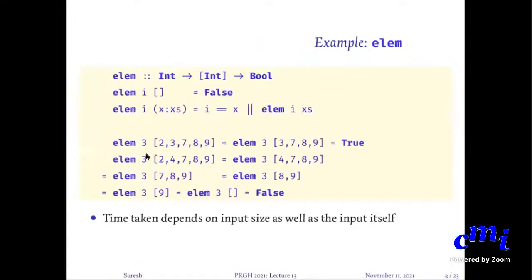Whereas in a function like elem, which checks whether something is an element of a list, you have to actually walk through the list till you find your element, and your element might be present anywhere in the list. So in the case where you search for element 3 in [2,3,7,8,9], you require only 2 steps, whereas here you require 6 steps. And this is the program.